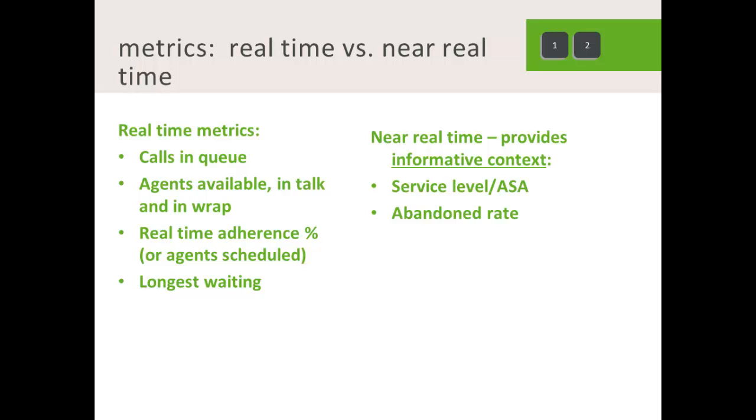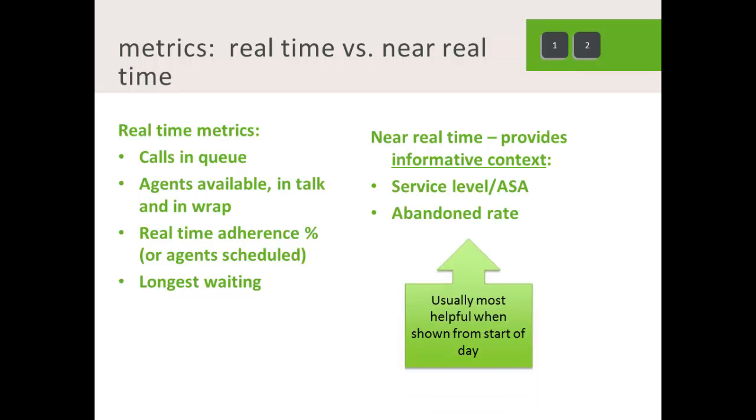Service level and average speed of answer, when displayed, may well be for the interval so far or for the past 10 minutes, and either of those can be really different from real-time. Same is true of the abandon rate. But I like seeing them because to me, it's helpful. It gives me some context. I'm using my real-time metrics to determine my current situation, and these put it into context related to this entire day.